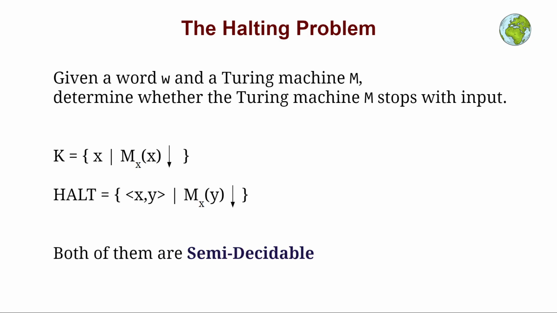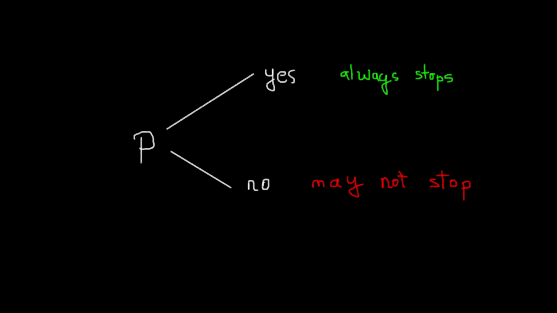And something very interesting to know is that both of them are semi-decidable problems. Both the problem K and the problem halt that we see here. That's because the halting problem is a semi-decidable problem. Now, remember the definition of a semi-decidable problem. This is something that we already covered before, but again, it is a fundamental concept.